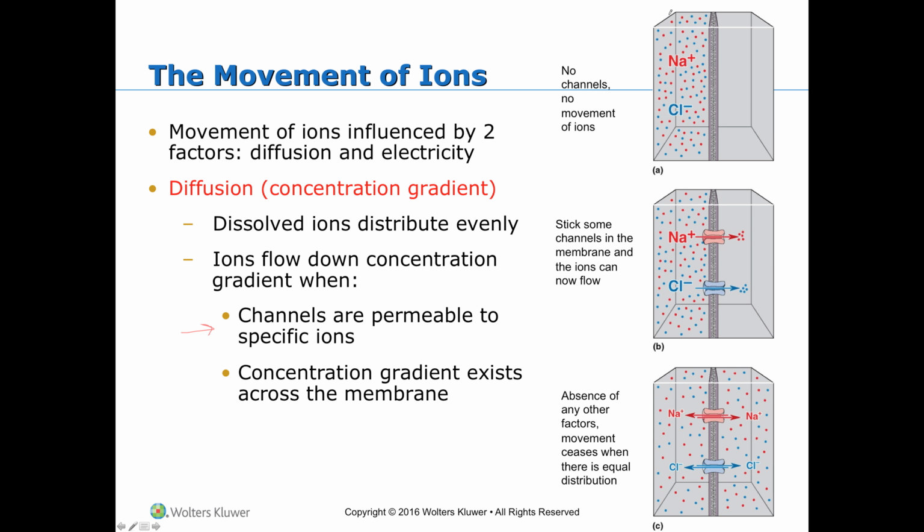So here in this first box, in figure A, there are physically no channels. This is a makeshift membrane right here. You have a dissolved amount of sodium and chloride ions, but if there's no channel for sodium, then it cannot go through, right?